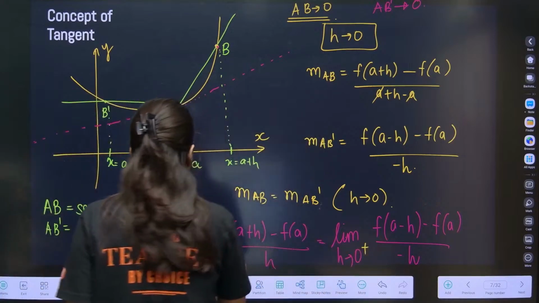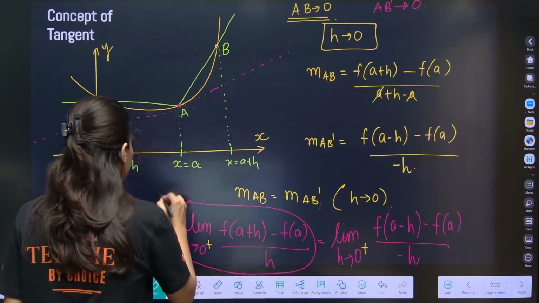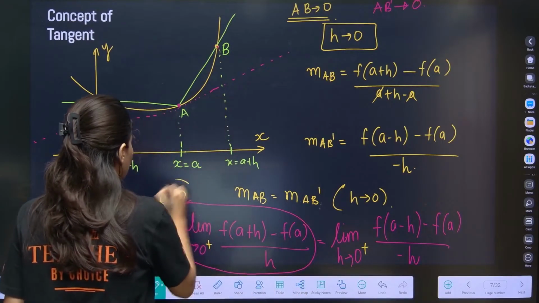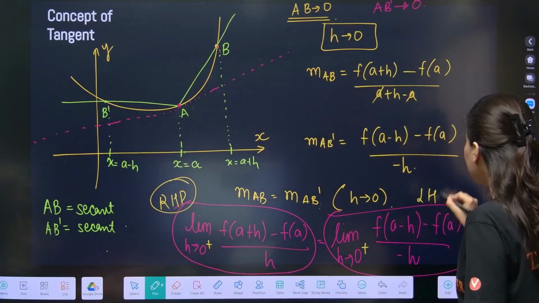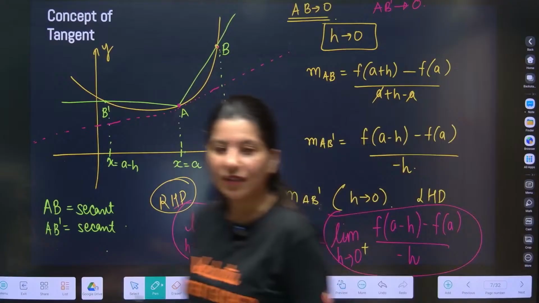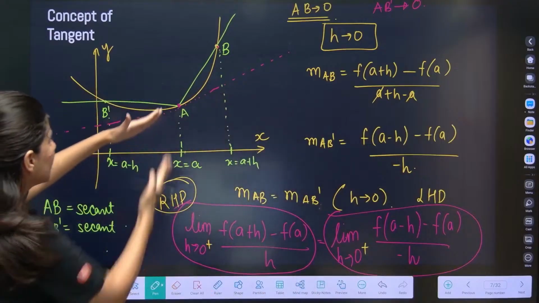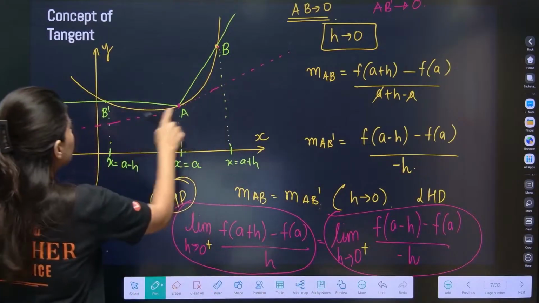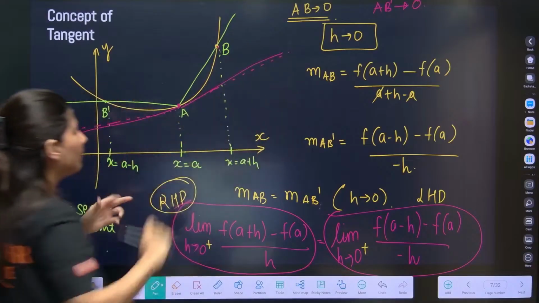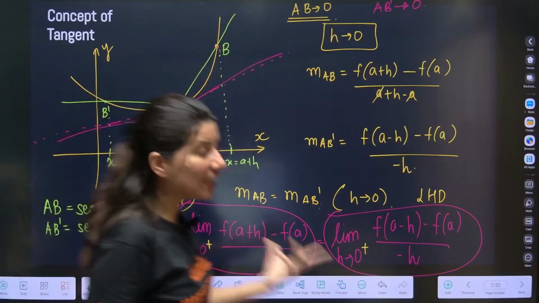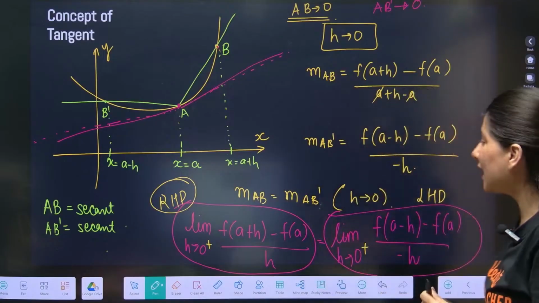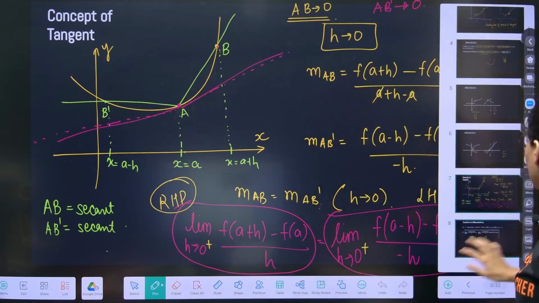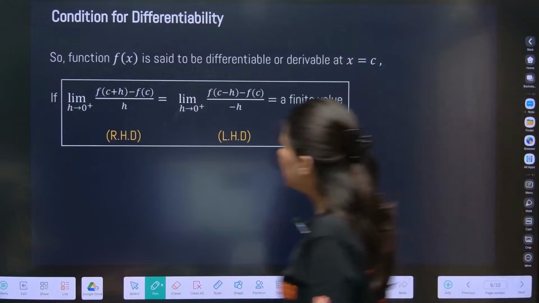So this we call the right hand derivative, and this we call the left hand derivative. So this is your right hand derivative and this represents the left hand derivative. If these two become equal, that means the function is differentiable at that particular point. Are you getting my point? See, this is the definition.